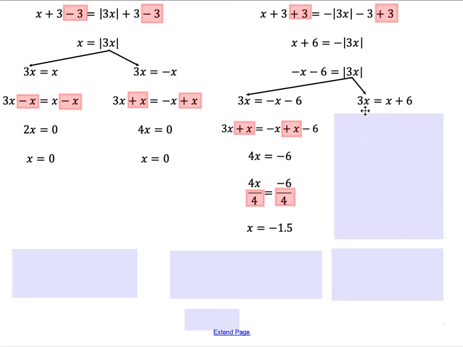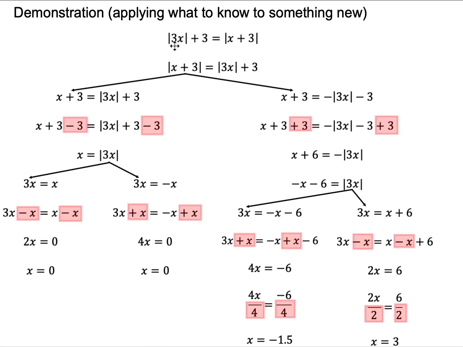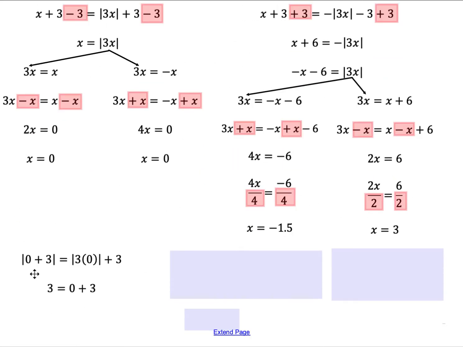Okay, 3x equals x plus 6. Let's subtract x, and that'll give us 2x equals 6. Divide by 2, and we get x equals 3. So we have three different answers, 0, negative 1.5, and 3. Let's try 0 first. Original equation, absolute value 3x plus 3 equals absolute value x plus 3. Plugging in 0 here, we get 3 equals 0 plus 3. That actually works. There's nothing wrong there.